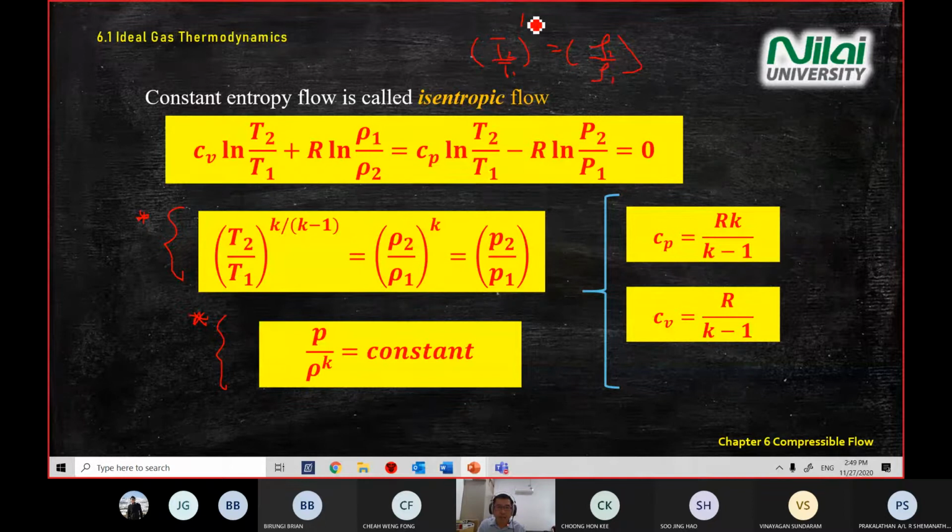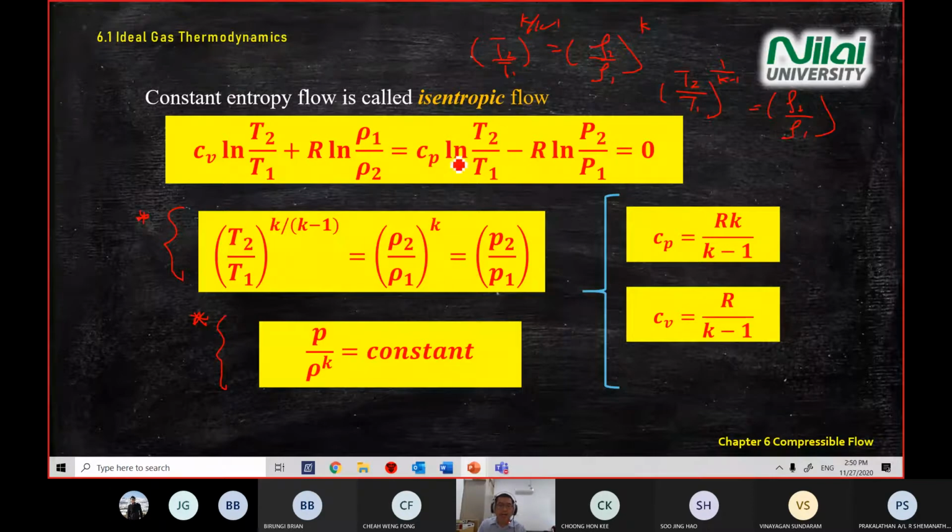You know that this is K divided by K minus 1, and this one is K. So you can simplify the equation by dividing both sides. You take out the K, you divide both sides by K, which means you can relate temperature with 1 over K minus 1 equal to density 2 over density 1, like this.